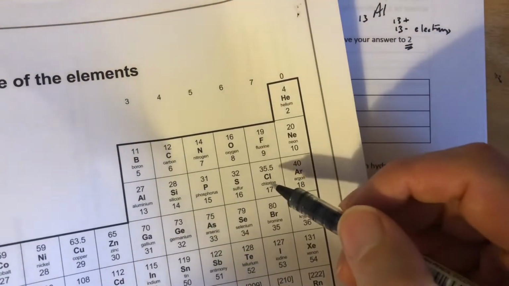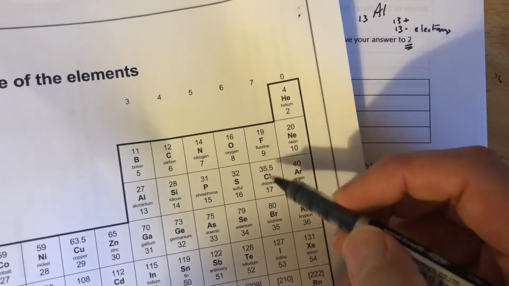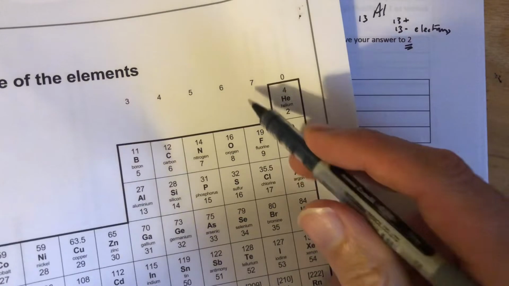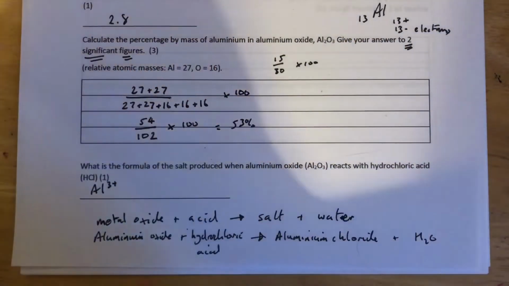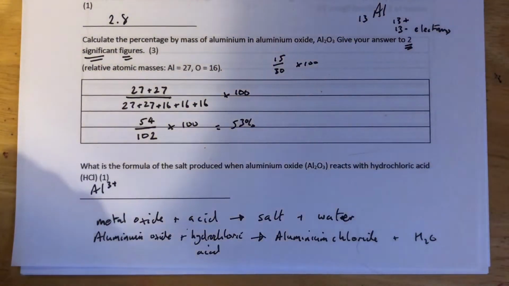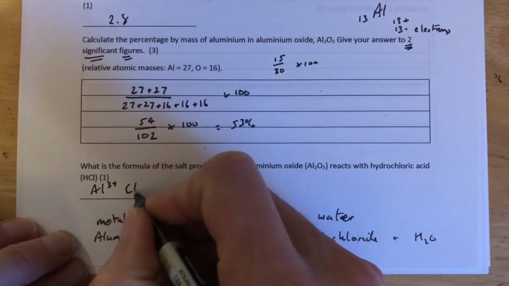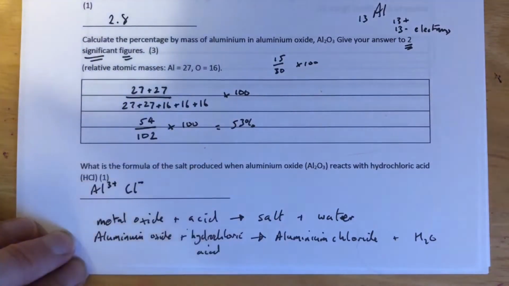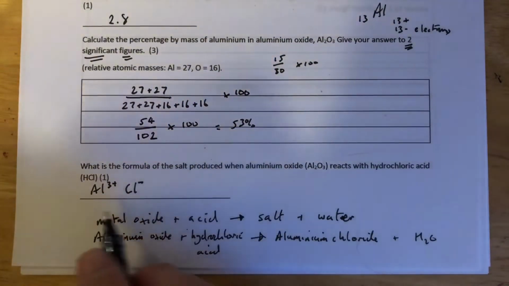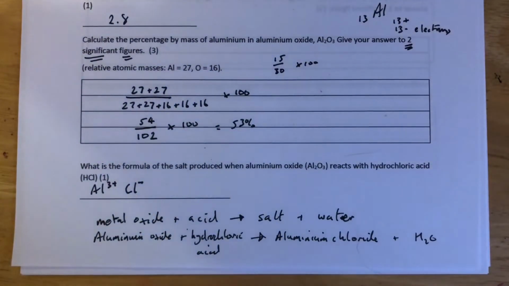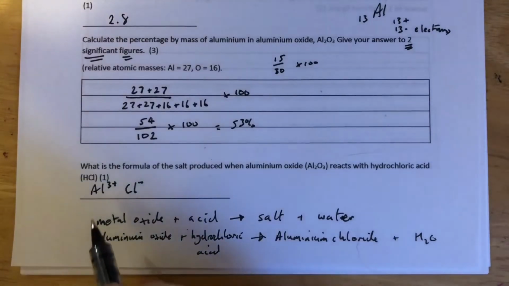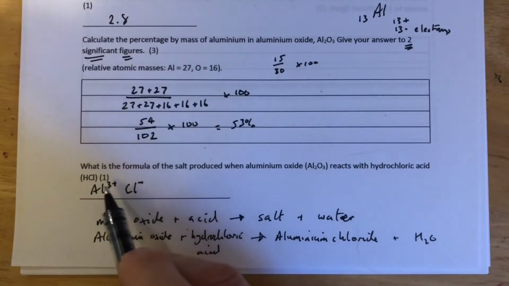Chlorine, here, group 7. So everything in group 7 has got 7 electrons in the outer shell. The group number tells us the number of electrons in the outer shell. So if it's got 7 electrons in the outer shell, it's going to want to gain 1 electron, and electrons are negatively charged, so everything in group 7 has the single negative charge. Now that is not the formula of the compound. When we come up with the formula of the compound, these charges need to be equal yet opposite.